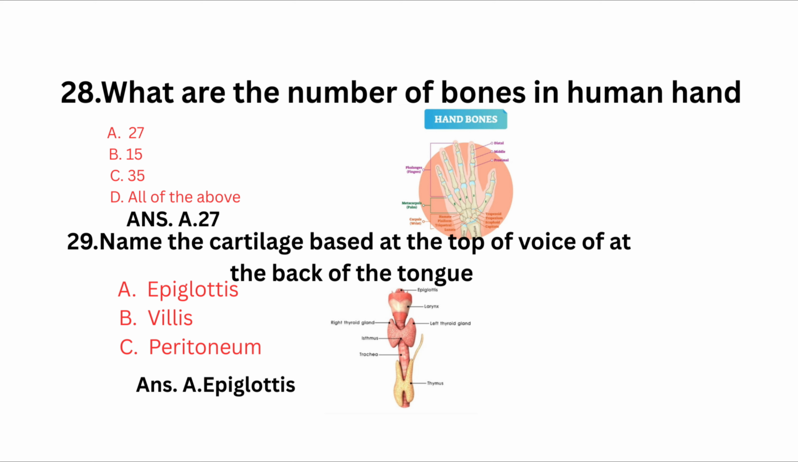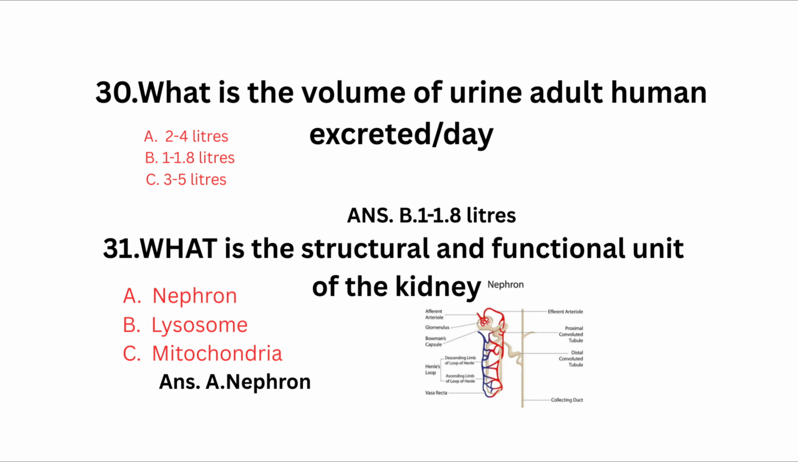29. Name the cartilage based at the top of the voice box at the back of the tongue. A. Epiglottis. B. Villi. C. Peritoneum. Answer A. Epiglottis.